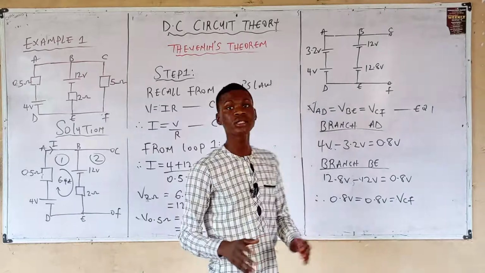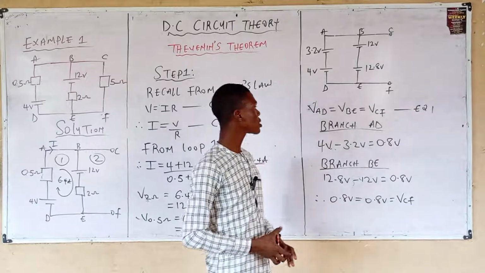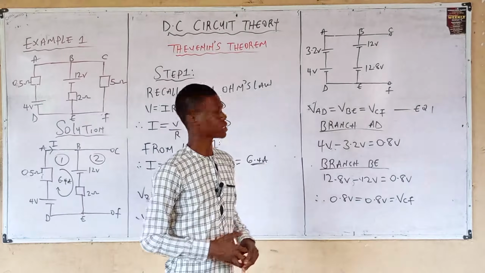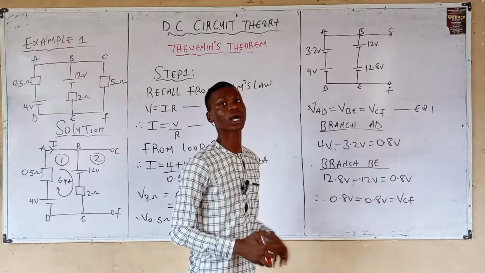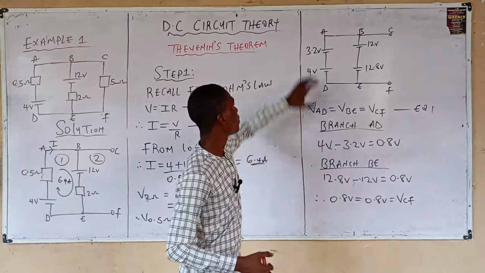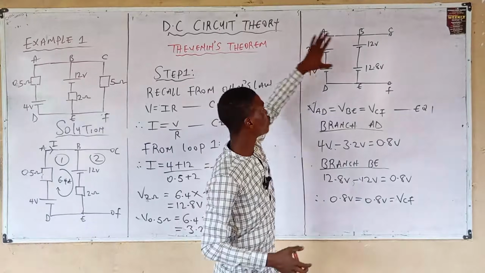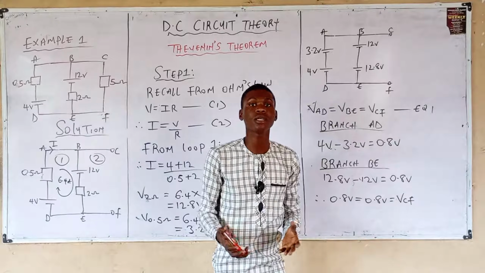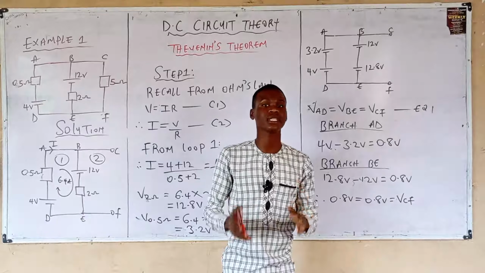This is how you calculate the value of voltage of your load resistor. Alright, here's a nice question to ask. From here, how do you know whether to plus or to minus? In some cases, by the time you subtract branch AD or branch BE, probably it might be addition, so as to get the exact value.